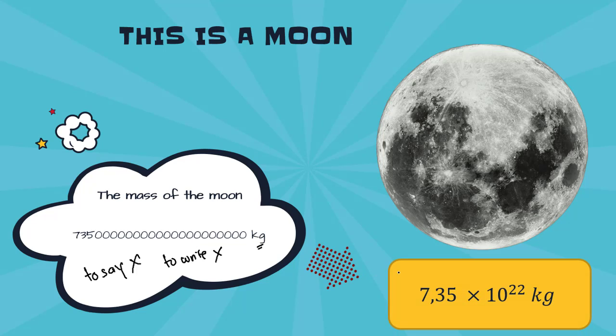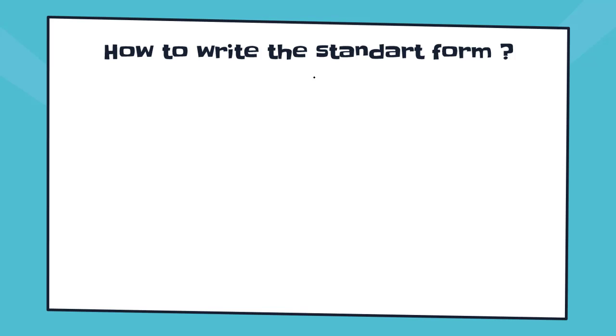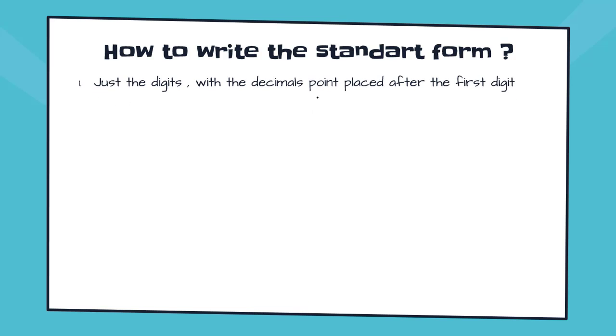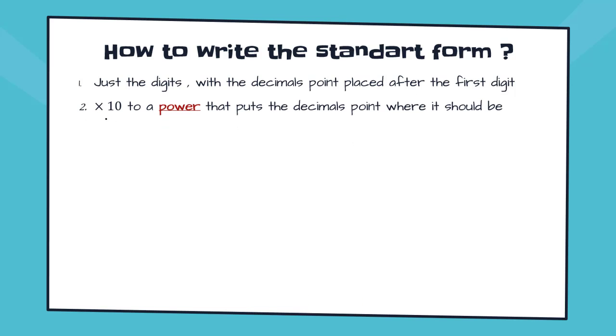So we can write 7.35 times 10 to the power of 22 kgs. It's more simple, but how do we write the standard form? First, write the digits with the decimal point placed after the first digit, and second, times 10 to a power that puts the decimal point where it should be. For example, 5326.6 we can write in scientific notation as 5.326 times 10 cubed. So the number at the front is called digits.